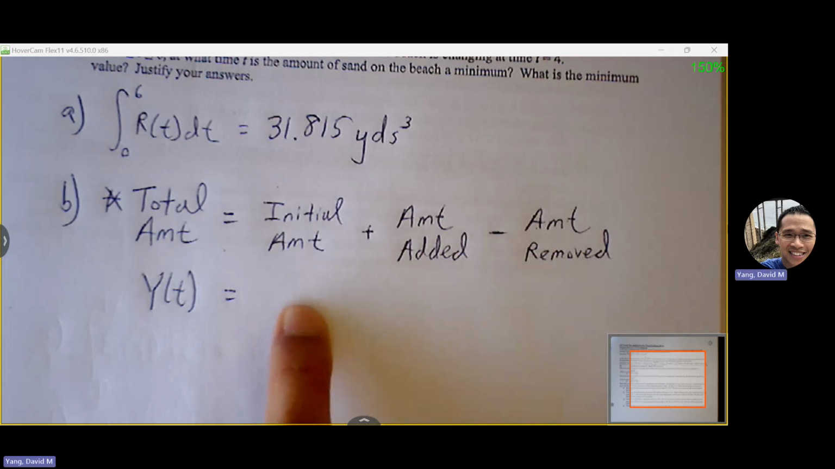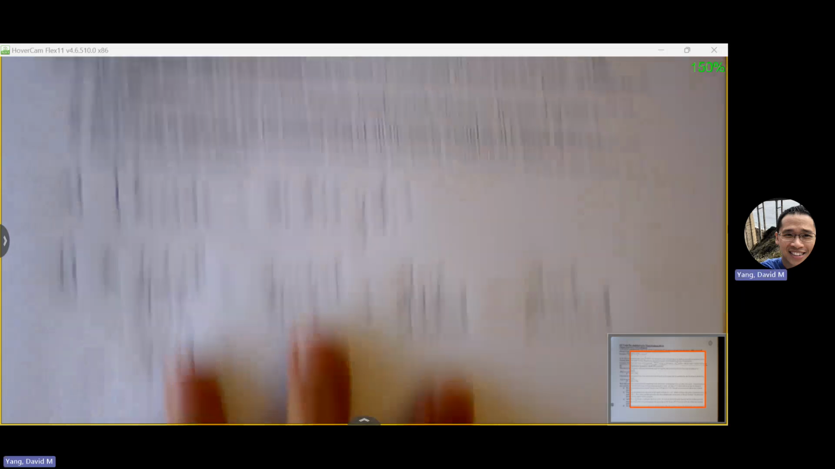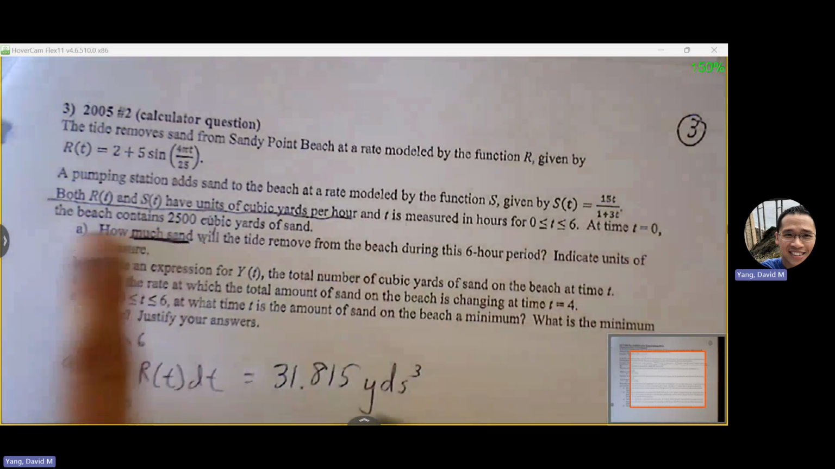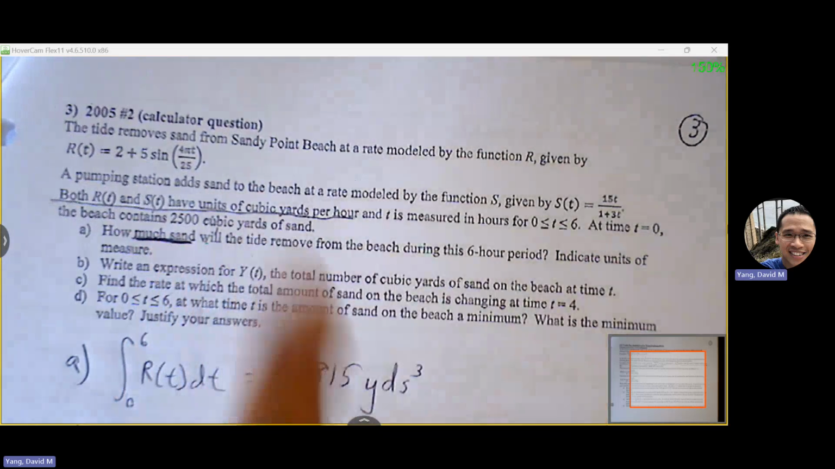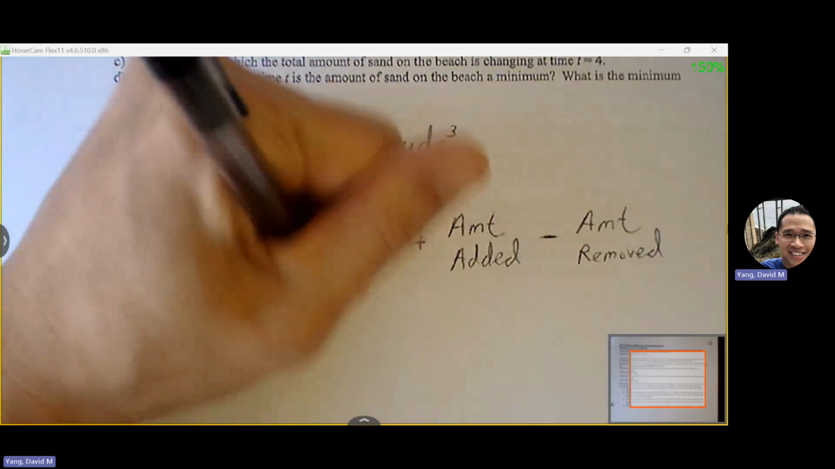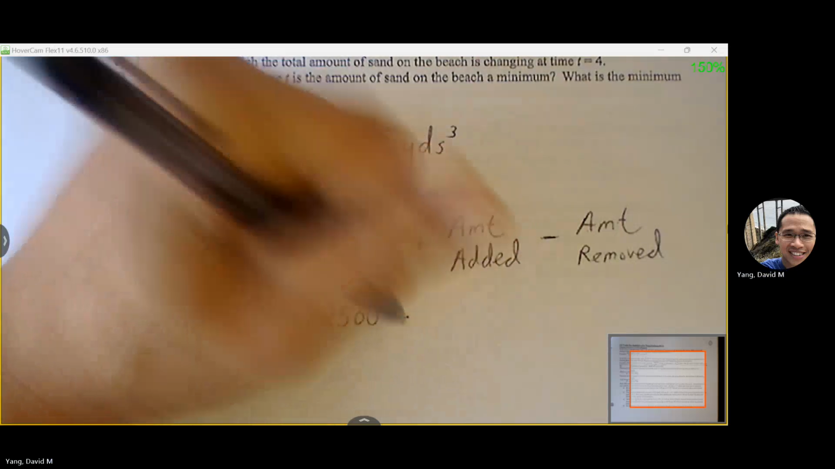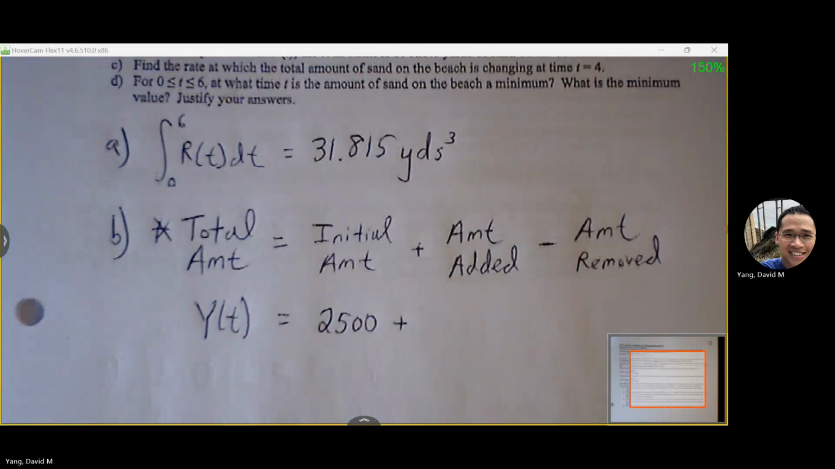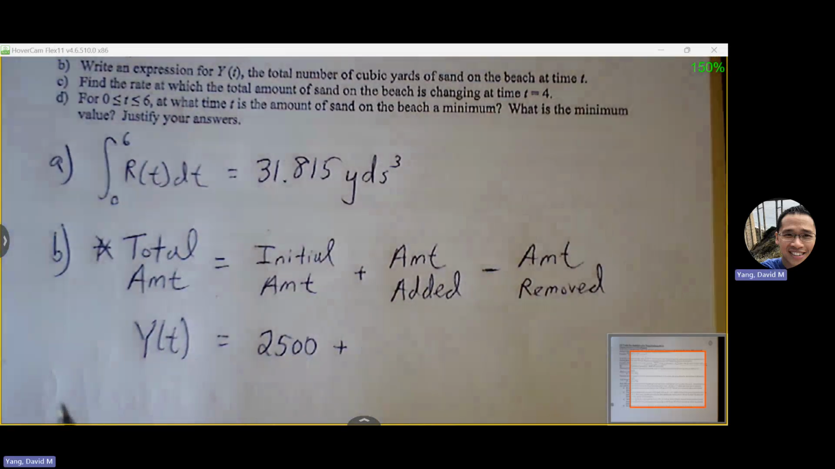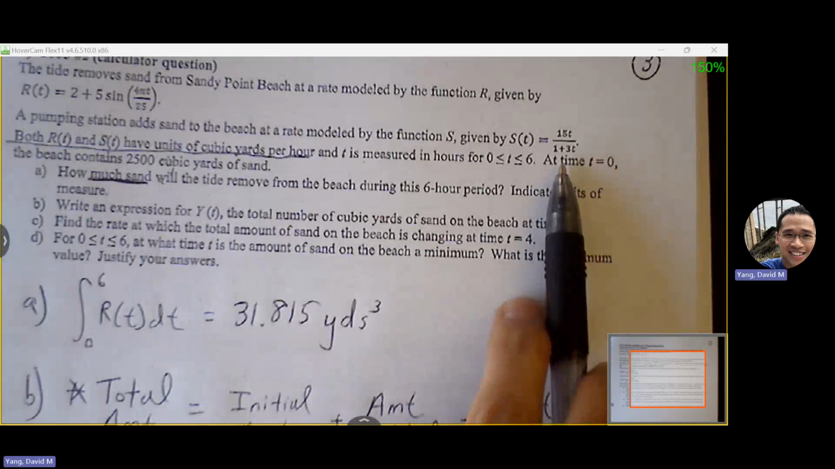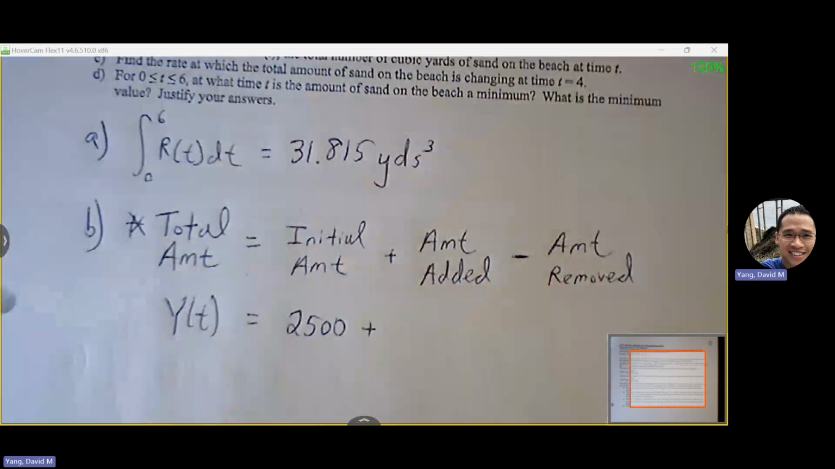Okay, how much sand is there to begin with? Yeah, so the problem tells us that at time t equals 0, the beach contains 2,500 cubic yards of sand. So that's our starting amount. Plus, the amount added, we have to involve an integral, right? And we have to involve S of t. S of t is in terms of cubic yards per hour.